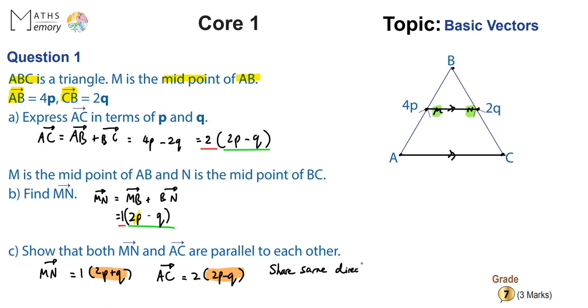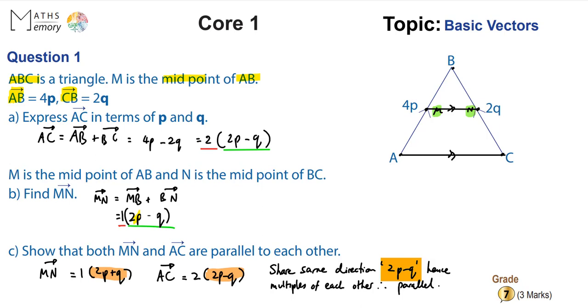And direction is the terms in the brackets, 2p minus q. You can also say this if you want to, hence multiples of each other, which they are, they go into each other, which makes sense if they're parallel. Okay, and therefore parallel. So make sure you get that, understand that.